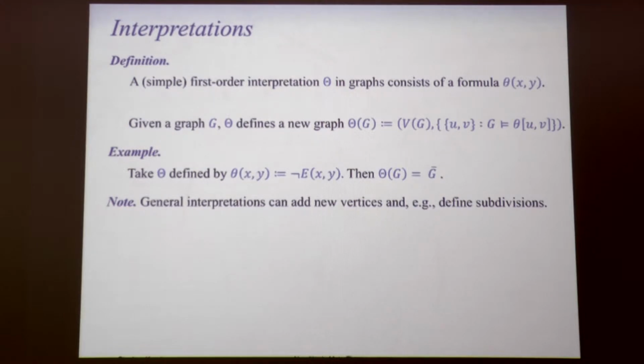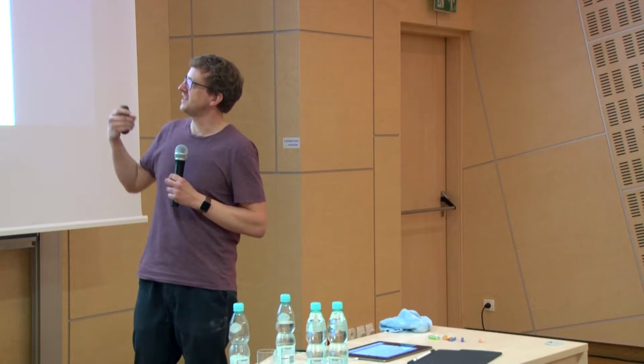But of course, you can also think of more general interpretations. For instance, you could change the universe of your graph. Right? In the same way as you start defining edges by a formula, you can also define vertices by a formula. So you could add a vertex formula saying phi of u, and you only keep the vertices which satisfy the formula. And you can take this even more general.